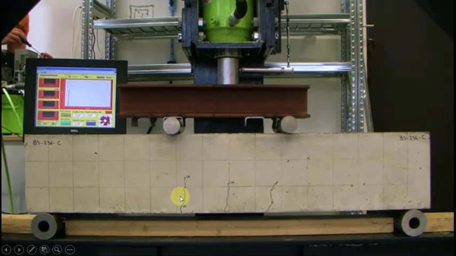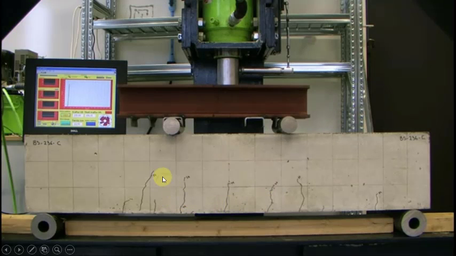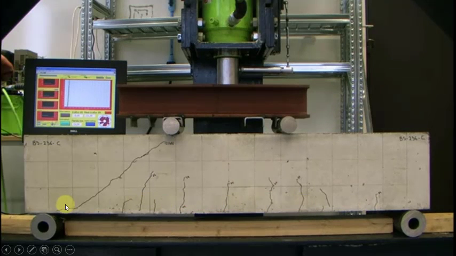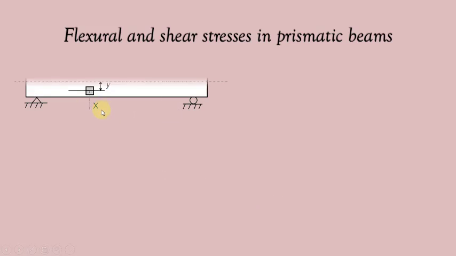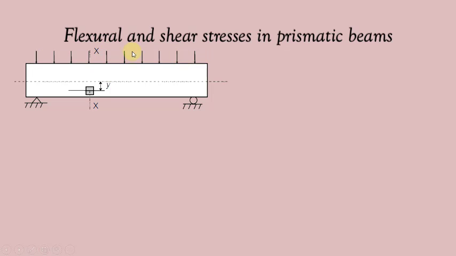Consider the experimental setup shown here. Here you observe the crack pattern in the beam. To understand this pattern, let us see the effect of flexural and shear stress in beams. Here we have a simply supported beam subjected to some loading. We are interested to know the stress at this point in this section located at a distance y from the neutral axis. For this, we consider a tiny element at this point as shown.